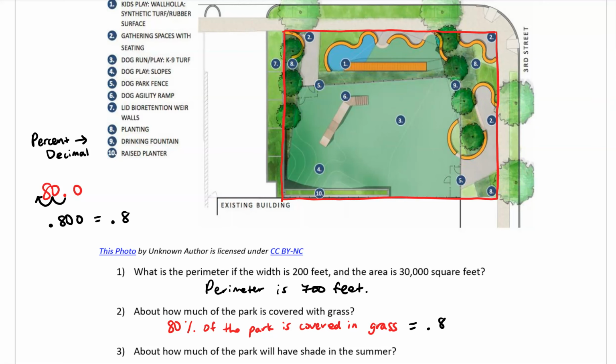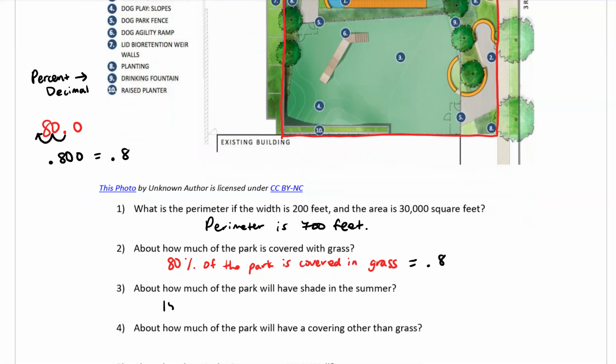Question 3 asks, how much of the park will have shade in the summer? So basically anywhere we see a tree, that's going to have shade. This thing here, if you look at the legend, says it's like a dog ramp, so dogs can climb up that. That's going to cover some of the grass and provide shade as well, depending on how high it is, but it will still provide shade. And so if you look at the trees and maybe that ramp, I would estimate that that would be maybe like 15% of the park.